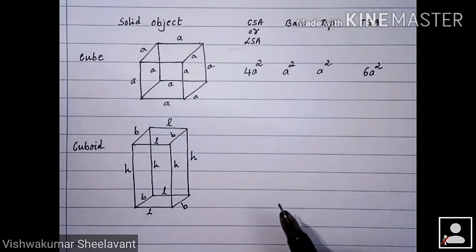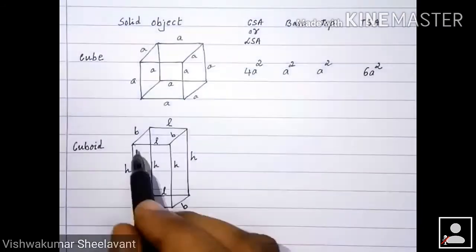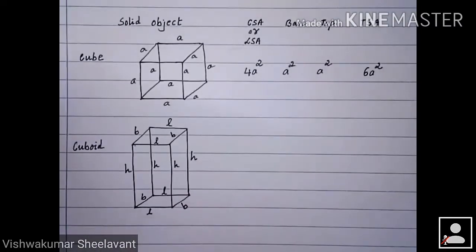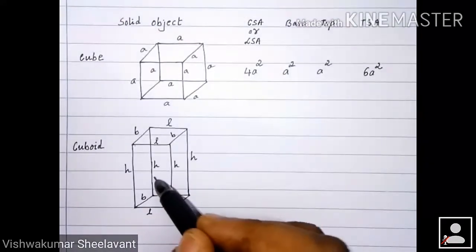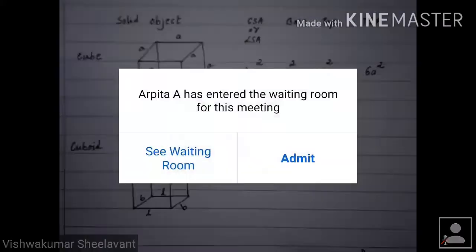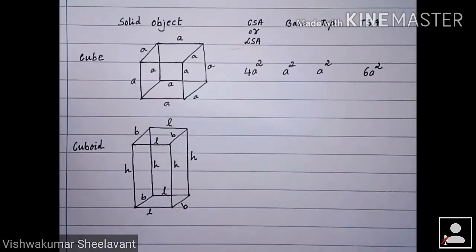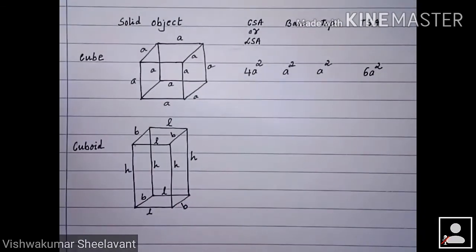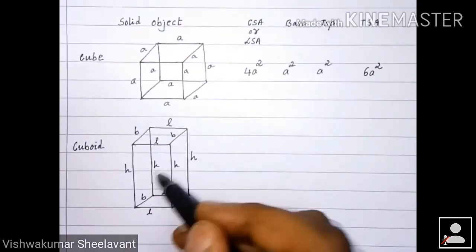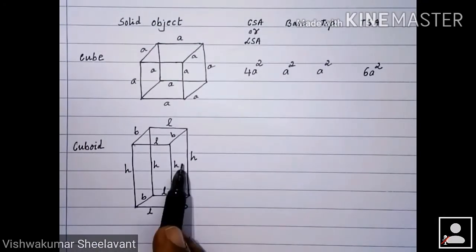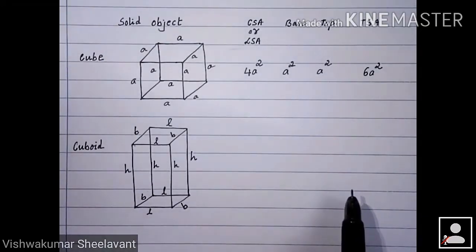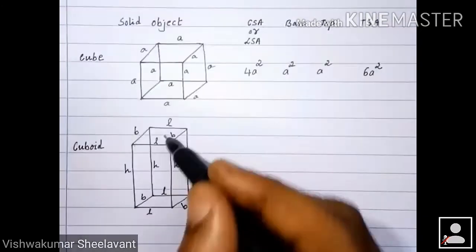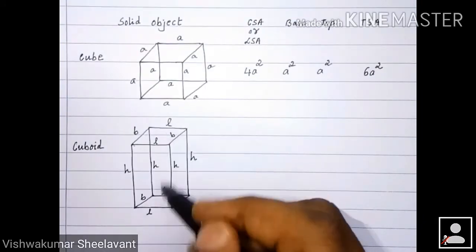Here LSA means the area of four vertical walls. But here all four vertical walls are not having the same dimensions. Only opposite walls are having the same dimensions. Therefore, opposite walls, front and back, left side and right side, will be having equal areas. The top area will be equal to the base area.